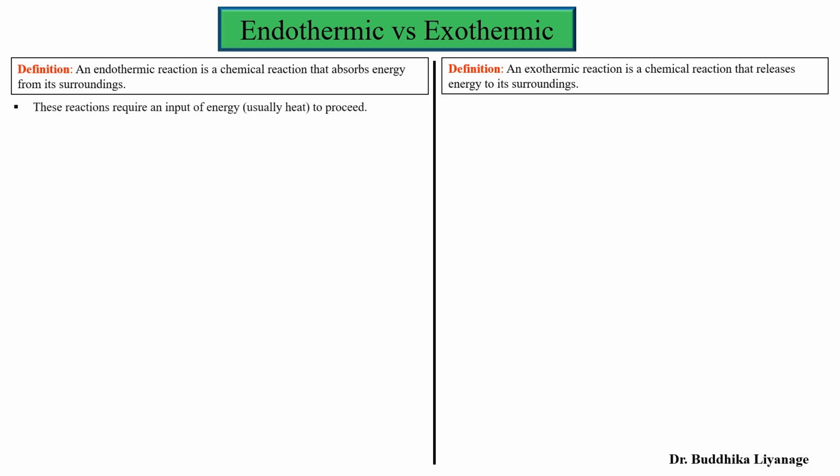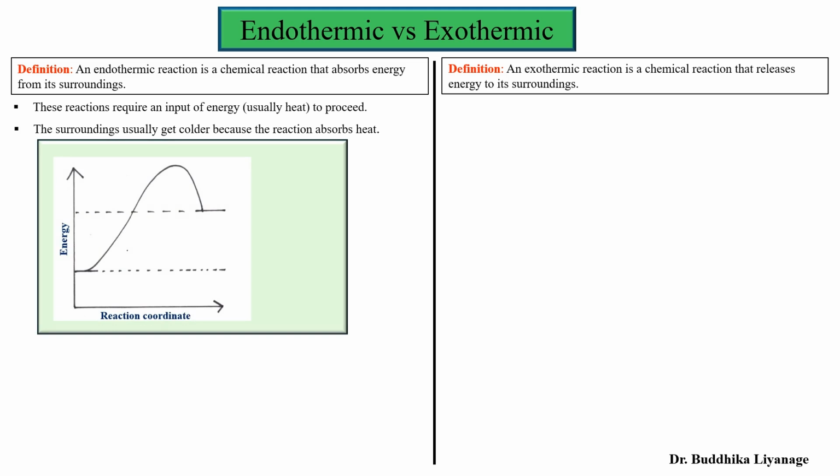Endothermic reactions require an input of energy. Because energy is absorbed, we call the reaction endothermic. The surrounding usually gets cooled after the endothermic reaction. Let's see how we can draw the energy diagram for endothermic reactions.